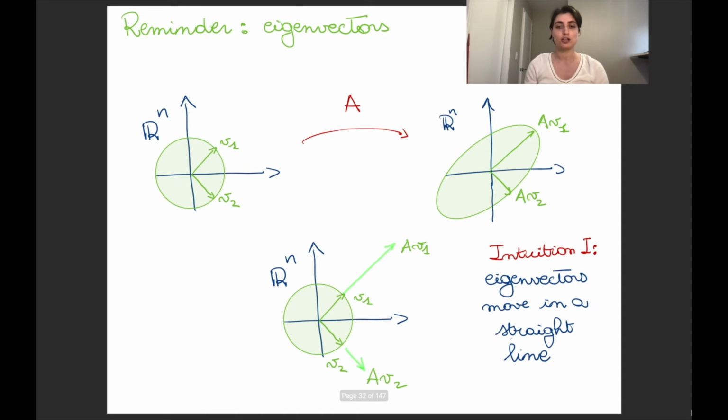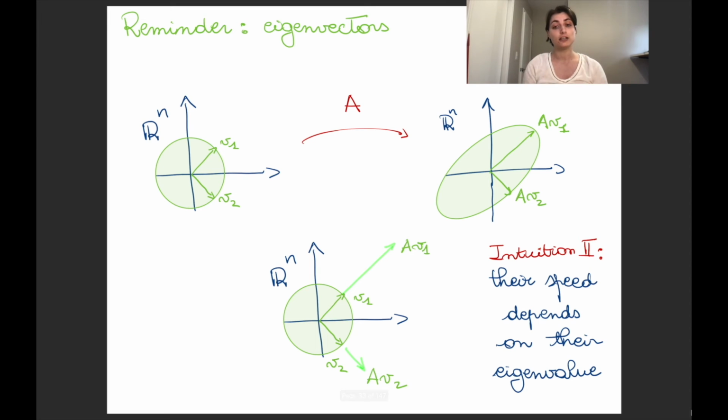So the first intuition is that eigenvectors move in a straight line. If you start on an eigenvector, the transformation A is just stretching you or squeezing you, but it's always in the same direction. So when you're looking at the ODE system x prime equals Ax, and you're starting on this line, you're going to stay there. The same goes for AV2, and every other eigenvector stays in there.